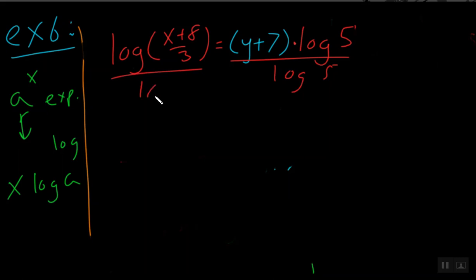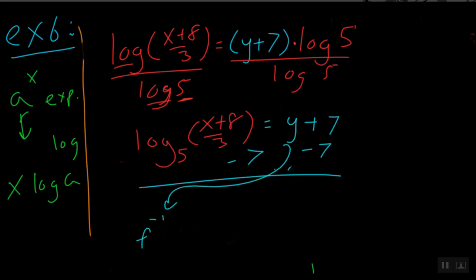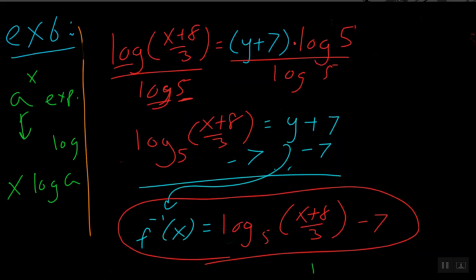So we divide both sides by the log of 5, and remember, when you take a logarithm divided by a logarithm, you can perform a change of base, where the number in the denominator is now the base of your logarithm. So we have the log base 5 of x plus 8 over 3 is equal to y plus 7. And at this point, of course, we can subtract 7 from both sides and get our final answer. f inverse of x is equal to the log base 5 of x plus 8 over 3, and this minus 7 stays on the outside. And there, in fact, is our inverse.